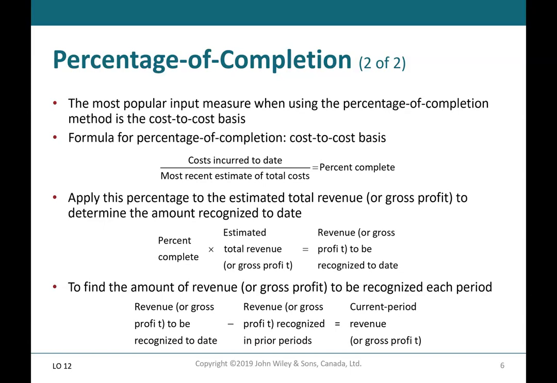To find the amount of revenue or gross profit to be recognized each period, take the revenue or gross profit to be recognized to date minus the revenue or gross profit recognized in prior periods, which equals current period revenue or gross profit.